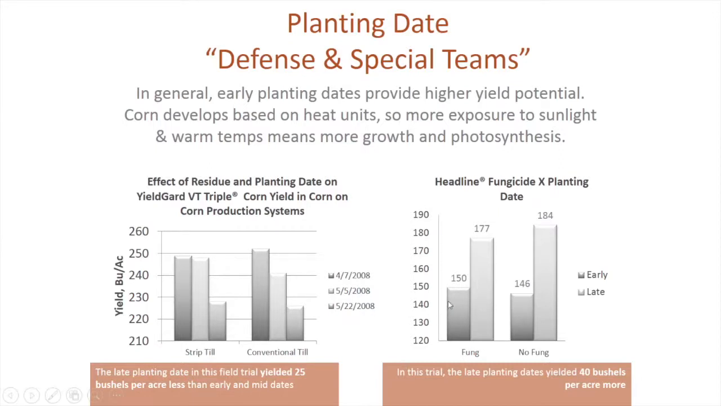Fungicide plays into some of your options as well, and how does a fungicide help you based on your planting date? You can see here the later planting dates yielded 40 bushels per acre more with a fungicide application. So there's a number of factors that can play into that: timing, heat units, moisture in your canopy. Do you have a foliar disease that's set in or not? And that's really where your fungicide decision comes into play.